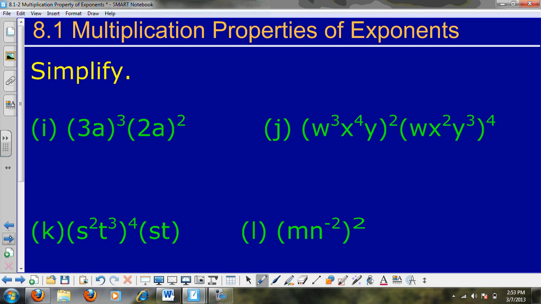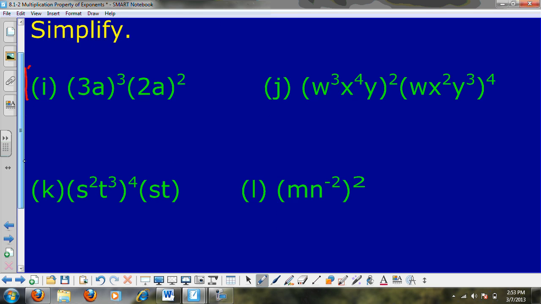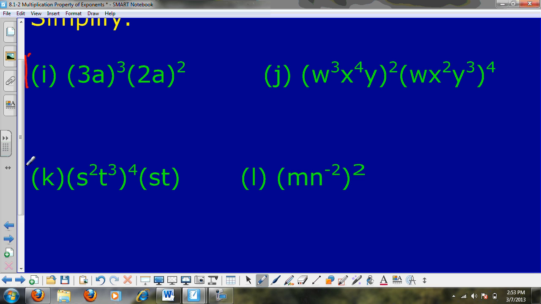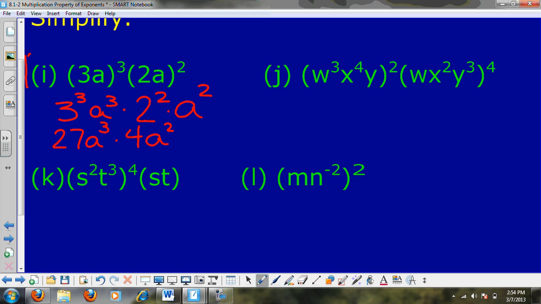Moving on to some of our final ones here. Going a little quicker. 3a cubed becomes 3 cubed times a cubed times 2a squared, 2 squared times a squared. 3 cubed is 27a cubed times 4a squared becomes whatever 27 times 4 is, a, not to the fourth, to the fifth.